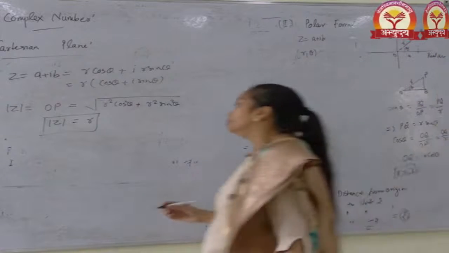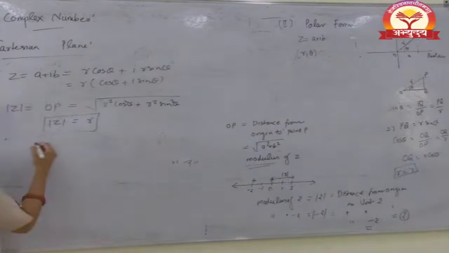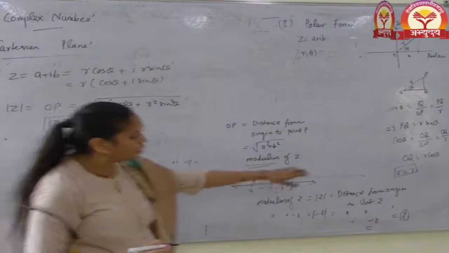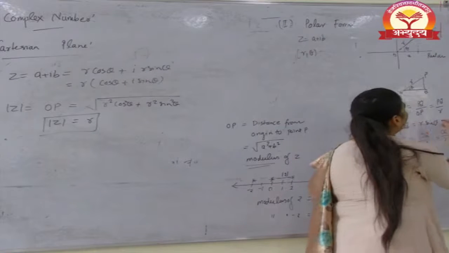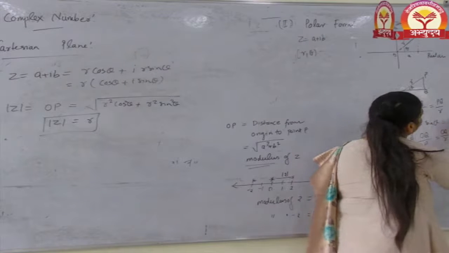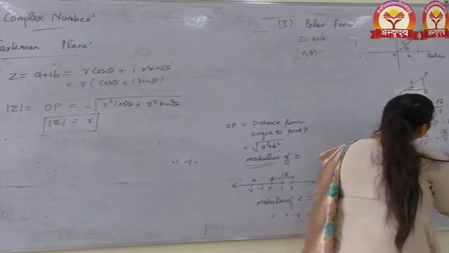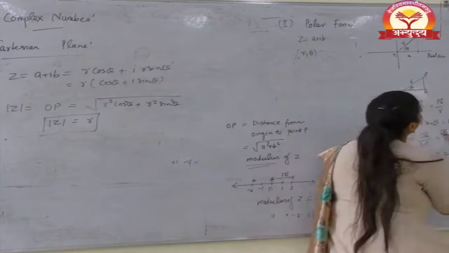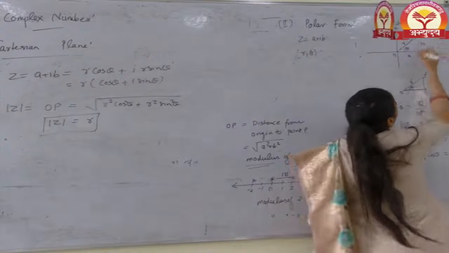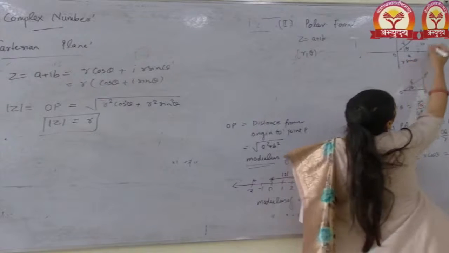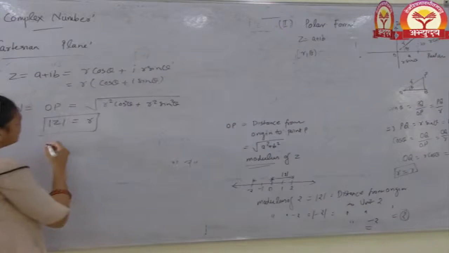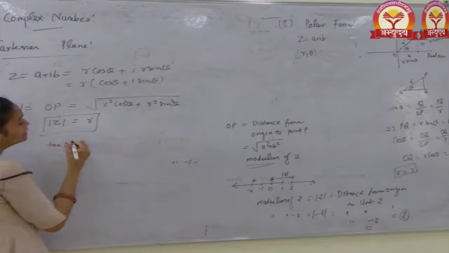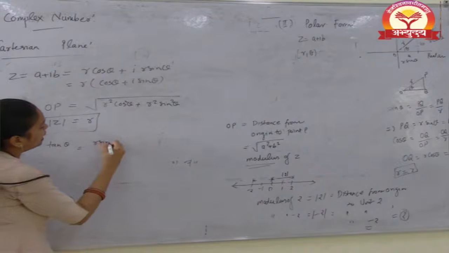ठीक है? Value of theta is what? If we have to find theta, you can use this term here. This PQ is equal to what? That is b. And this OQ is equal to what? That is a. This one a, this one b, this one r sin theta, this one r cos theta. So that means tan theta is equal to r sin theta.